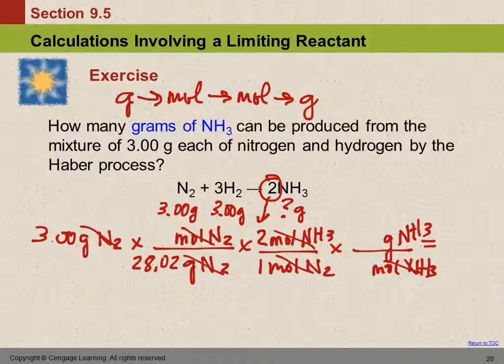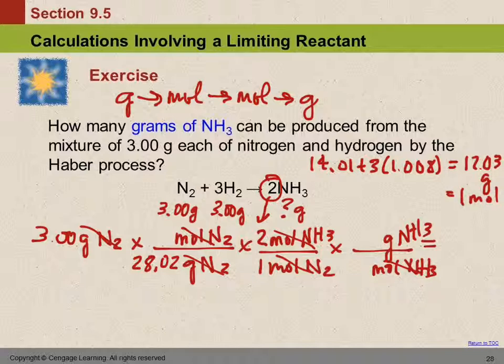And then for ammonia, we should probably actually calculate that. We're going to have 14.01 plus 3 times 1.008. And that's going to be 17.03 grams, which is equal to 1 mole. So 17.03. So 3 grams divided by 28.02 times 2 times 17.03, and I come up with 3.65.